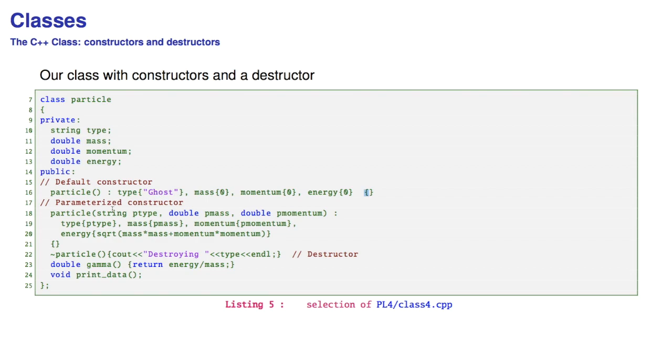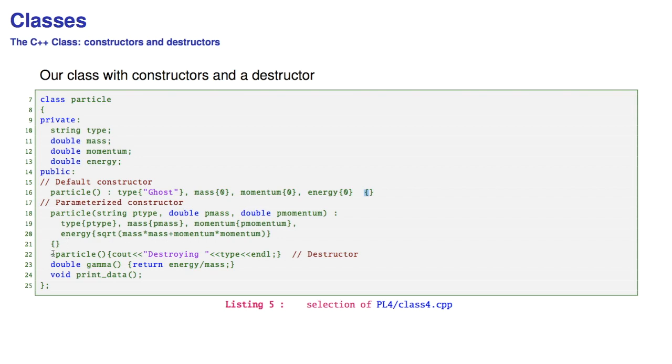Now we declare two constructors. The second one is called a parameterized constructor, which takes three arguments and then sets the type based on the input type, sets the mass based on the input mass, the momentum on the input momentum, and automatically calculates the energy based on the mass and momentum. So that's quite a neat way of doing it.